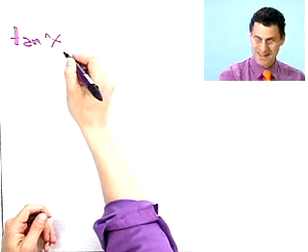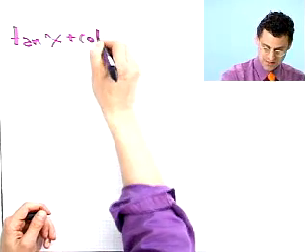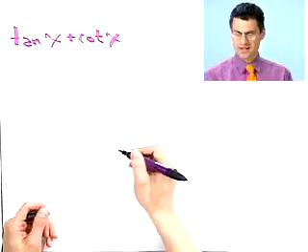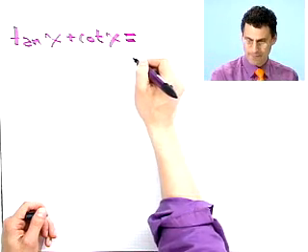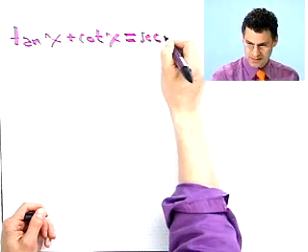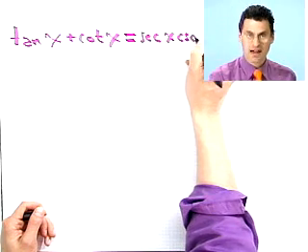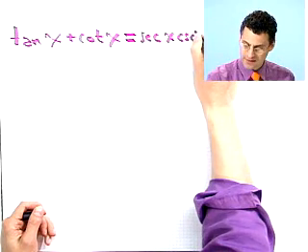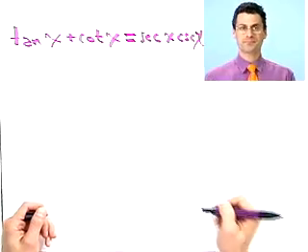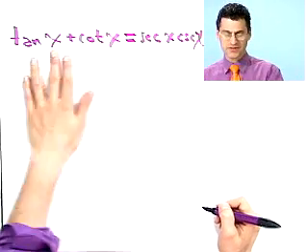Okay, so tangent x plus cotangent x. And the question is, does that equal secant x times cosecant x? Just barely slip in the x. Okay? So I want to see if these two things are equal.